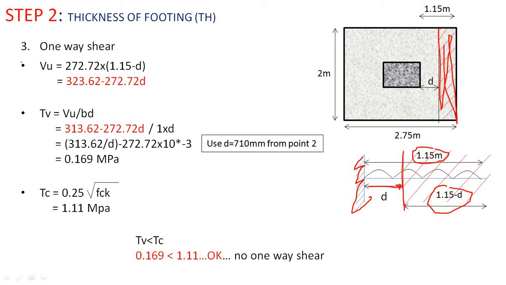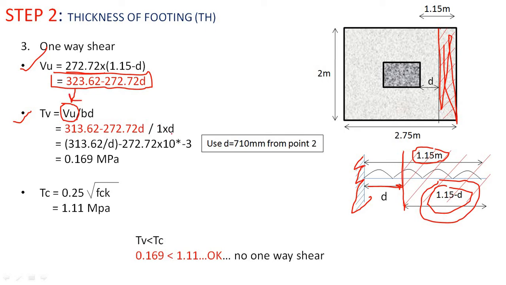So let us move on to the calculation. Vu is equal to Pu into area. We have Pu as 272.72 into this distance, 1.15 minus d, which is the distance of the one-way shear. So we have the value of Vu in terms of an equation, and it will remain like this. Next, tau v is equal to Vu upon bd. So we will place the value of Vu as we have found it over here, divided by b.